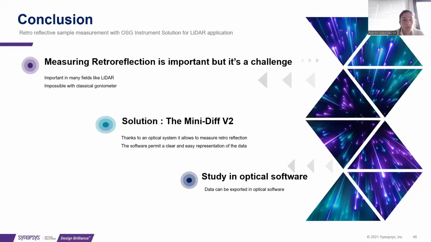So to conclude, we have seen that measuring retroreflection is very important in lots of fields, for example, LIDAR or road sign and marking. But it's really a challenge because it's impossible with a classical goniophotometer. Our solution for that is our camera-based system, the mini DV2, which, thanks to an optical system, allows to measure the retroreflection. In addition, the software permits a clear and easy representation of the data, and permits to export our data to optical software.